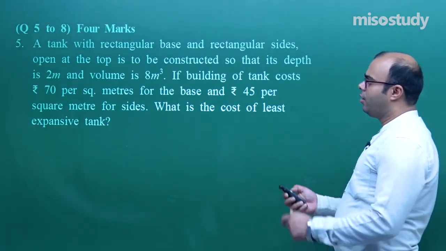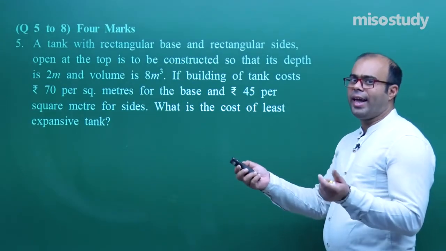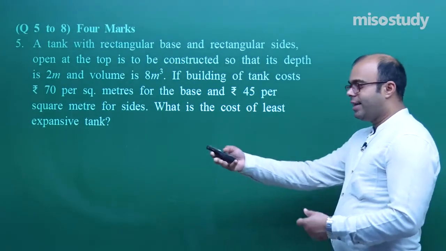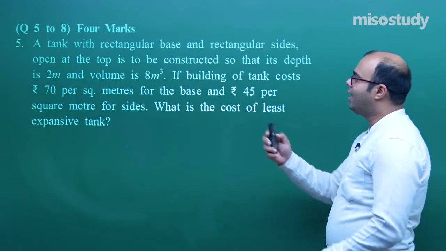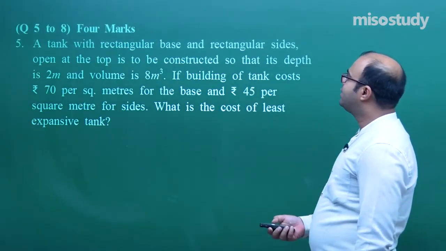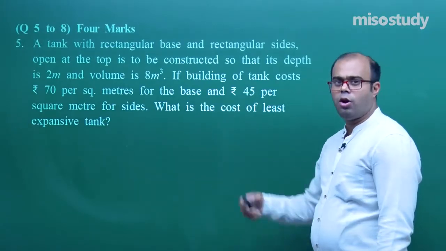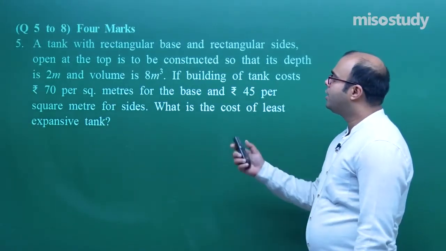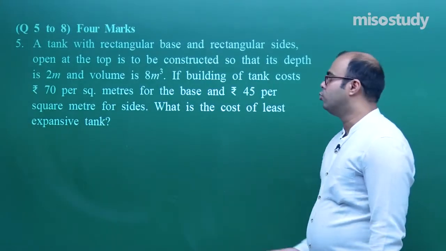So the tank is actually a cuboidal tank. Okay. So it has a rectangular base and its height is also perpendicular to the base. So cuboidal tank, and it is given that its height is 2 meter, or we say depth is 2 meter, and the volume of the tank is 8 meter cube.